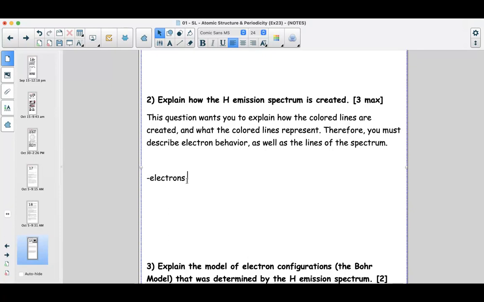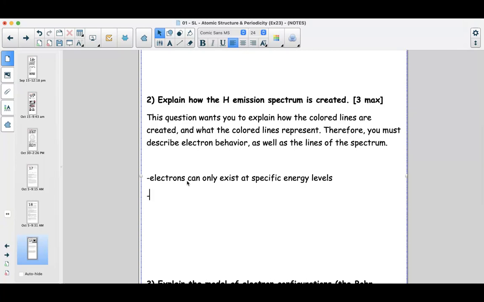So electrons, first thing, let's establish this. Electrons can only exist at specific energy levels. That's the first thing. Okay, electrons can absorb energy and jump up in energy level, or they can transition up, but that they move up to a higher energy level. So we could say jump up to a higher energy level.